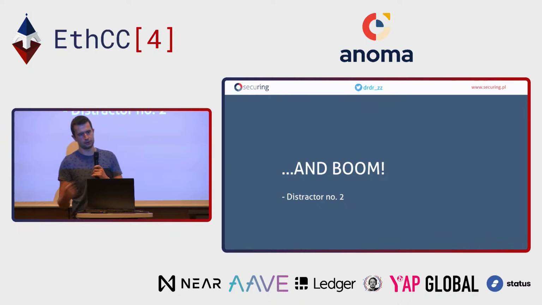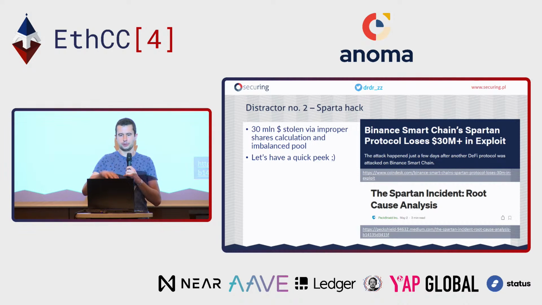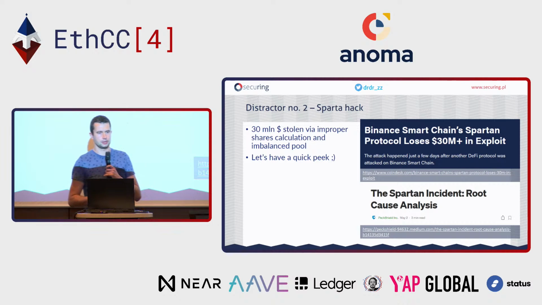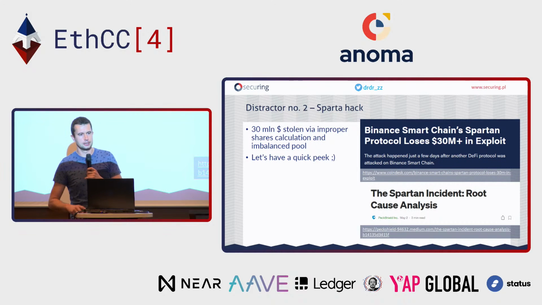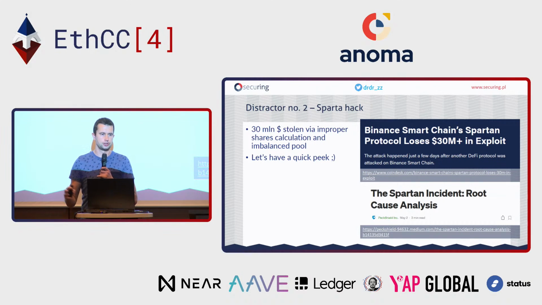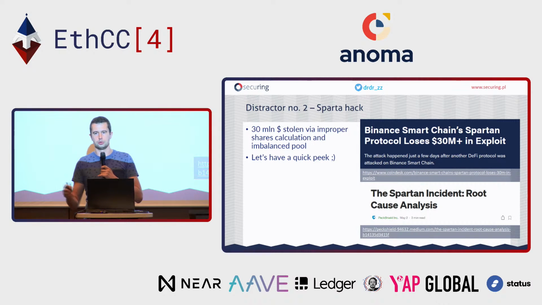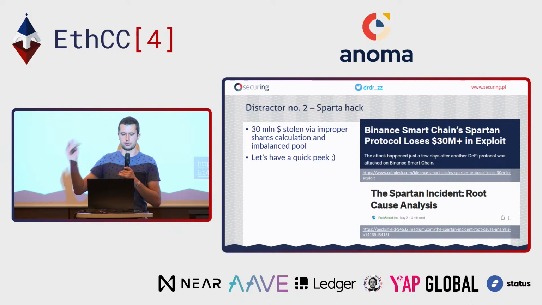And here comes the second destructor. That was the time when, have you heard about Sparta protocol? It's on Binance Smart Chain, so probably most of you haven't heard about that. But that was the day, or a few days later, where Sparta protocol was hacked. And they lost like $30 million because of some improper shares calculation and using an imbalanced pool via flash loan and so on and so on.